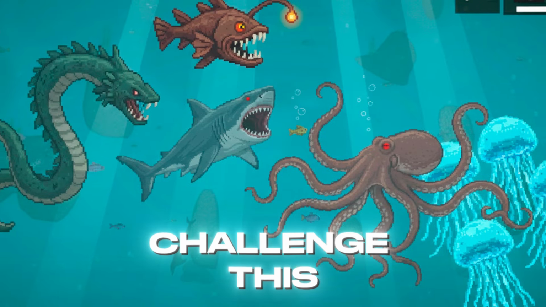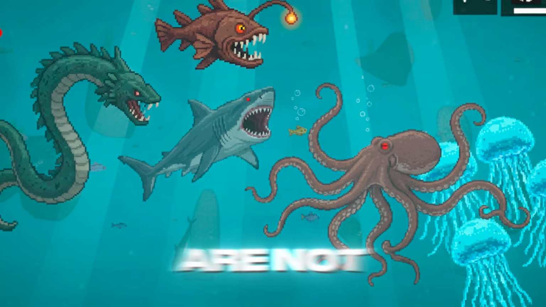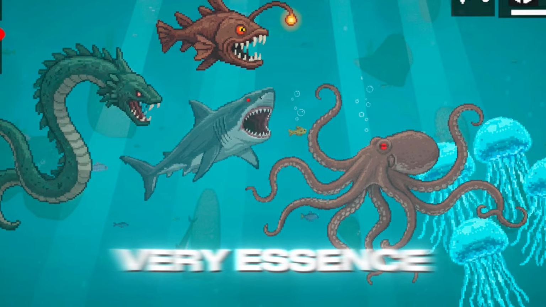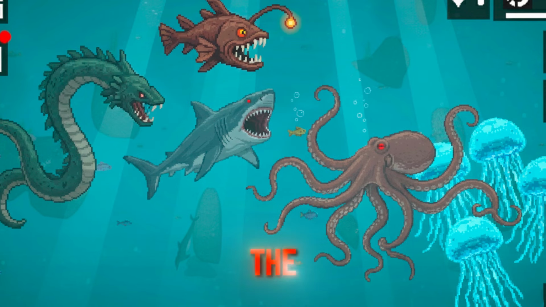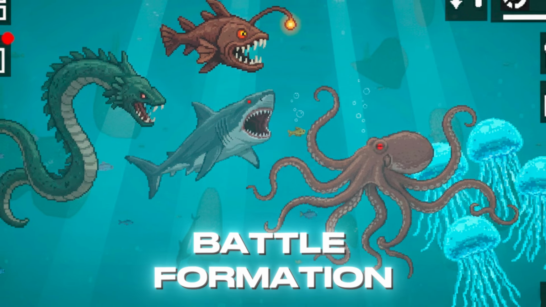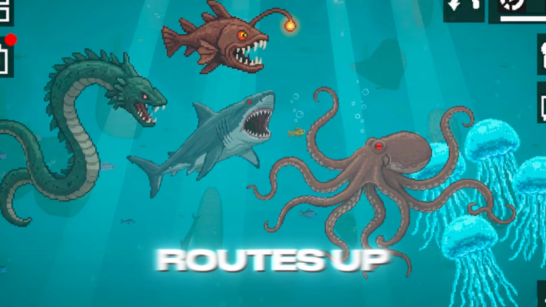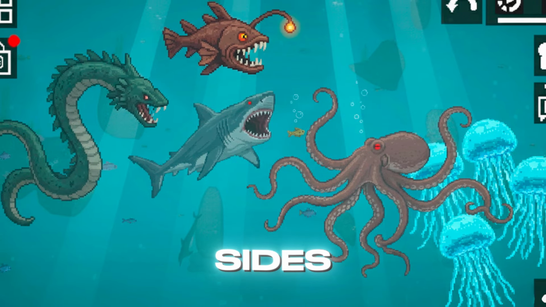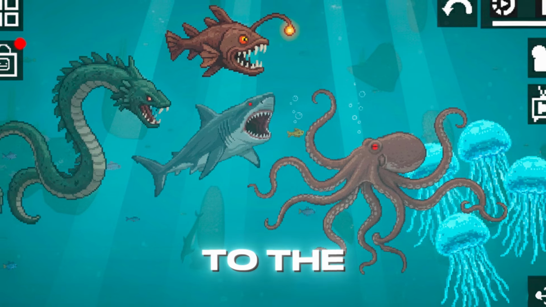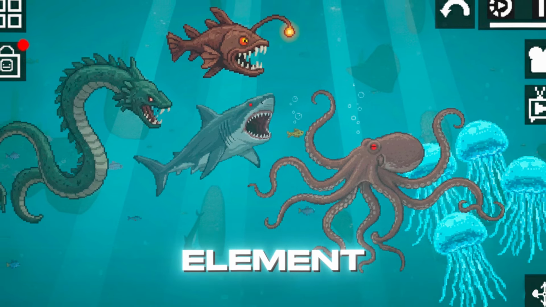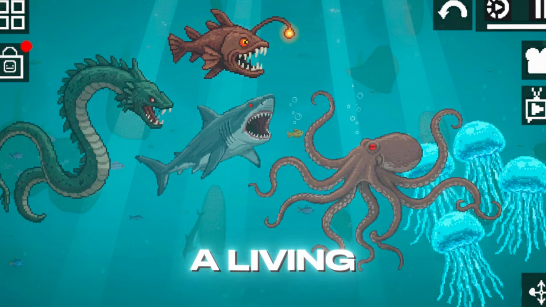If you decide to challenge this pack, remember that you are not fighting the images on the screen, but the very essence of the game, which has decided that it no longer needs you. The monsters in this frame are standing in a battle formation, blocking all possible escape routes, up, down, and to the sides. Notice how the composition of the frame draws your gaze to the center, to the shark, the most aggressive element, while the snake and octopus create a living ring.